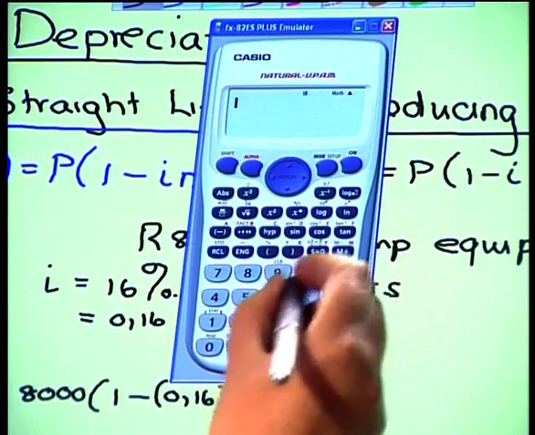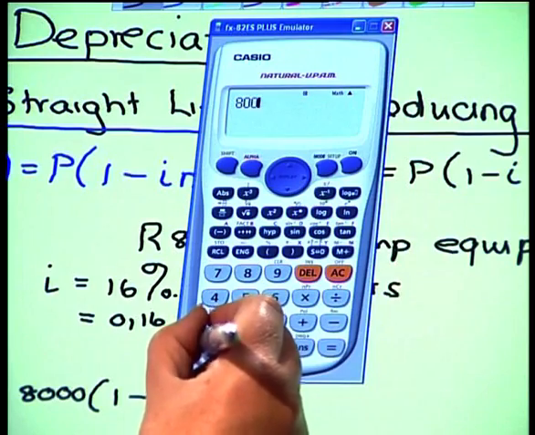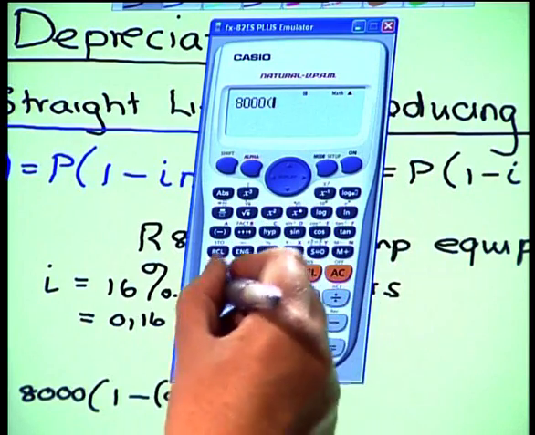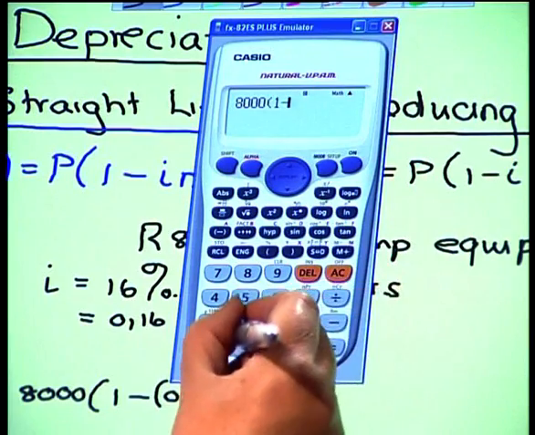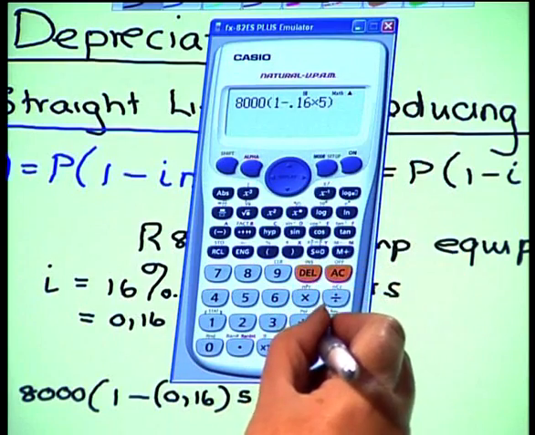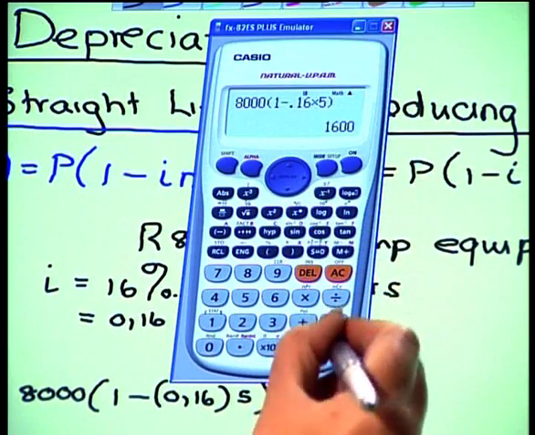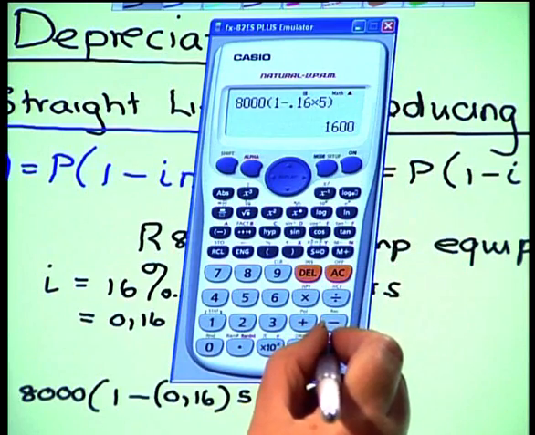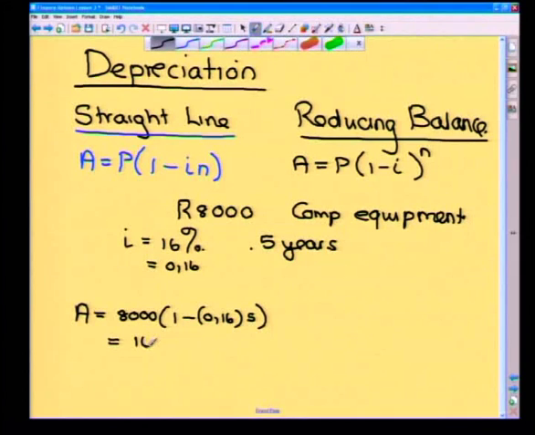Right, so let's clear it. It's 8,000. Open the brackets. 1 minus 0.16 times 5. Close the brackets. And we want to get the answer of that, which means it's worth 1600. So you can see that your thing has got hardly any value. Now, if we went a bit further, eventually this would become 0.